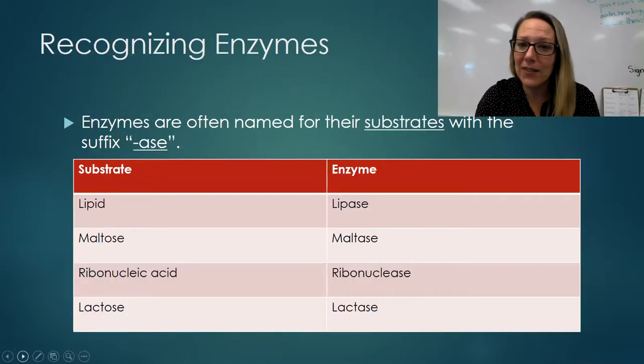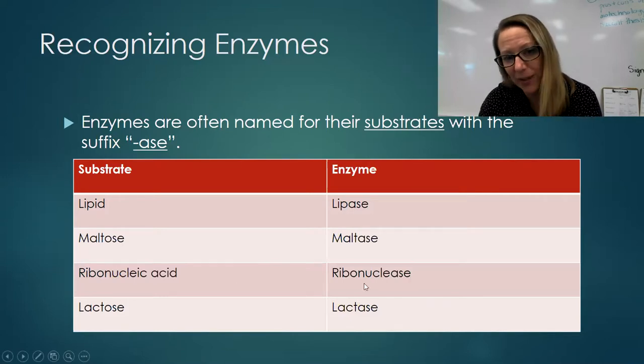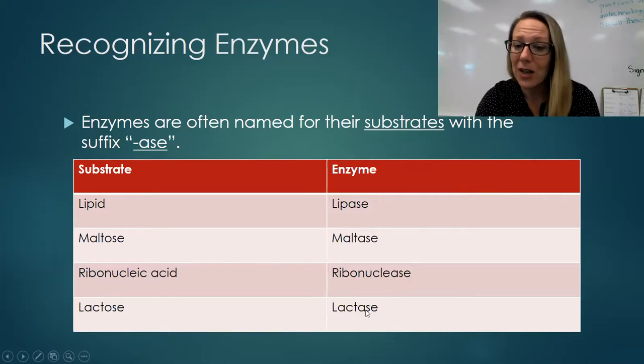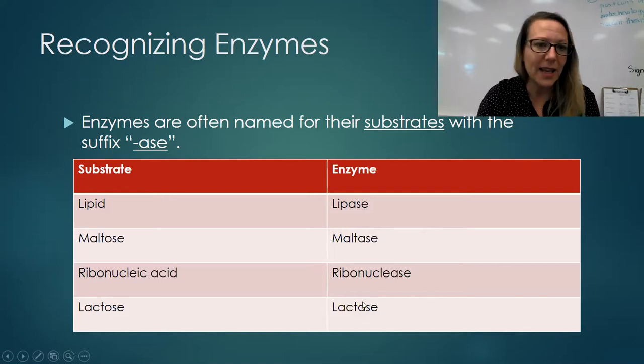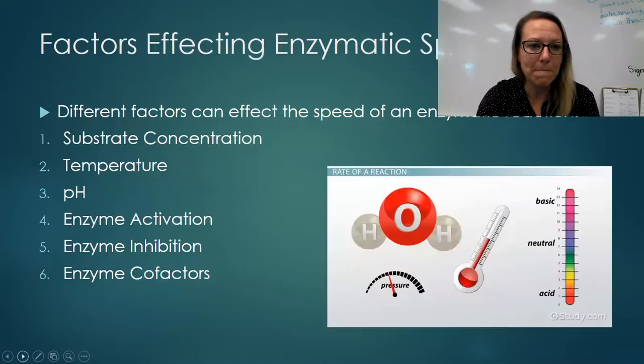So how to recognize if something's an enzyme? Enzymes are often named for their substrate: lipid, lipase; maltose, maltase; ribonucleic acid, ribonuclease, so it breaks down RNA; lactose, lactase. This is not always the case, but that's an easy way to remember it.